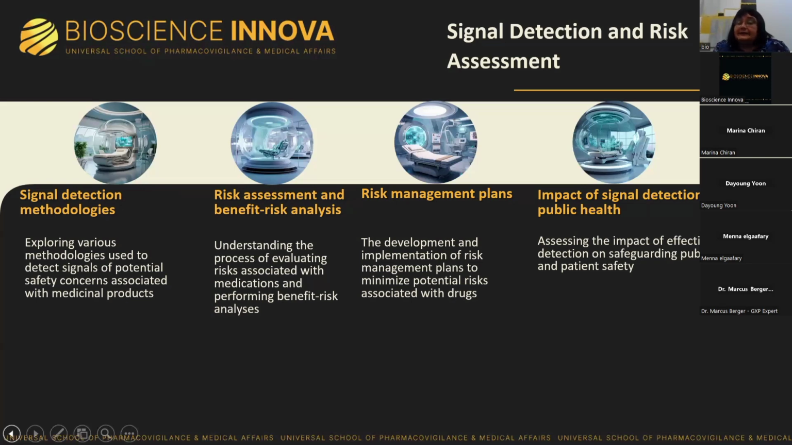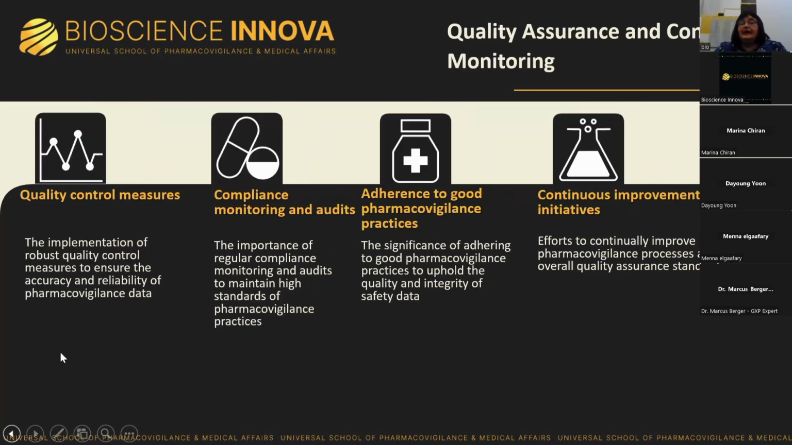Providing risk management plans: the development and implementation of risk management plans to minimize potential risk associated with drugs. Impact of signal detection on public health: assessing the part of detection in safeguarding patient safety.